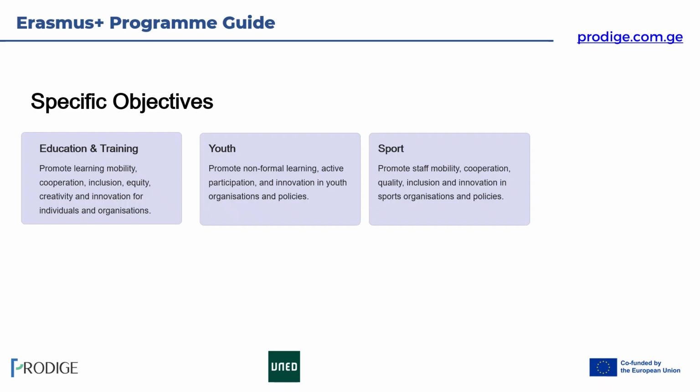The program pursues three specific objectives. First, it promotes learning mobility and excellence in education and training. Second, it fosters active participation and informal learning among young people. Third, it supports the learning mobility of staff in the sports sector to improve the quality of sports organizations.